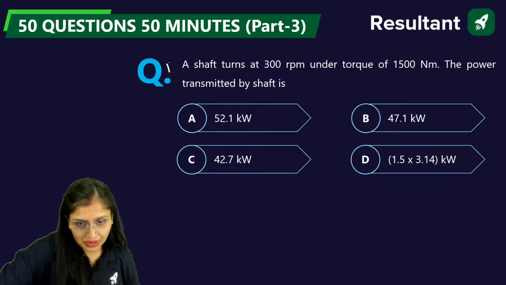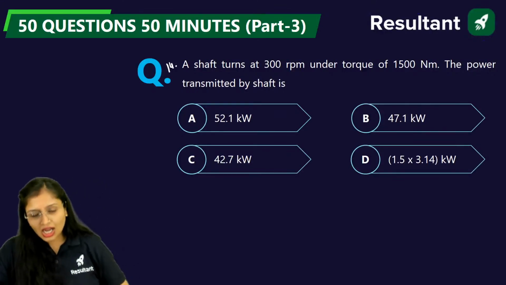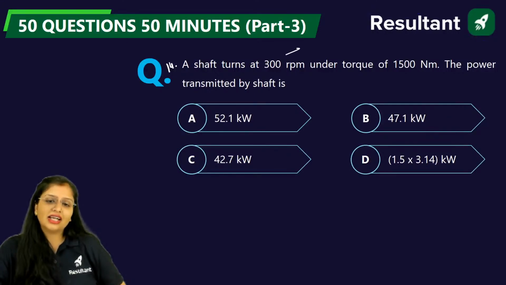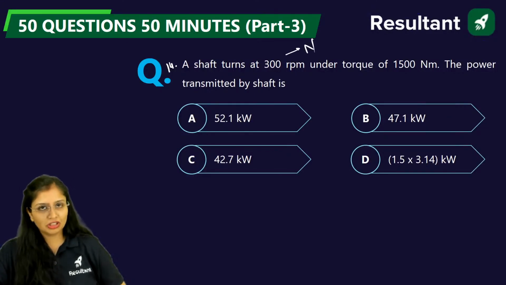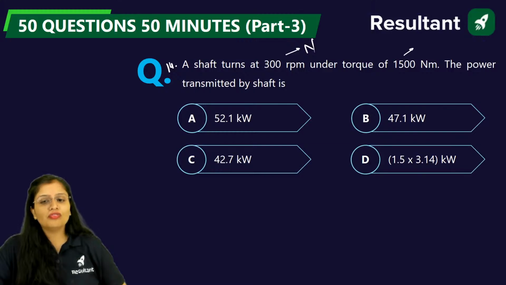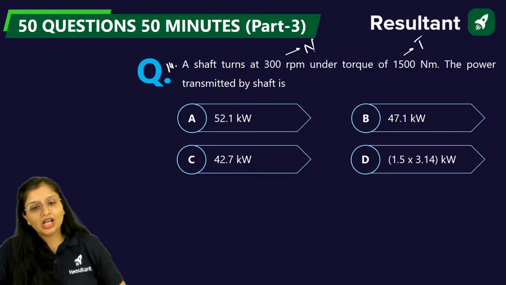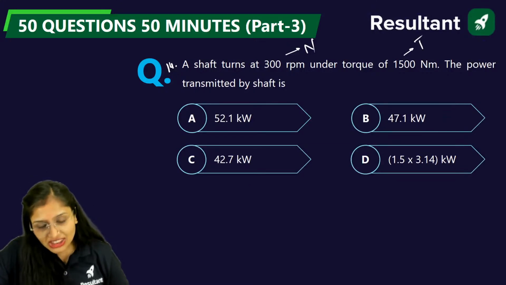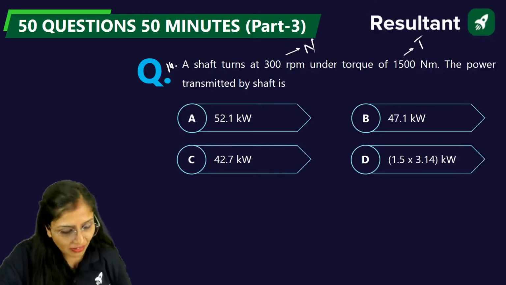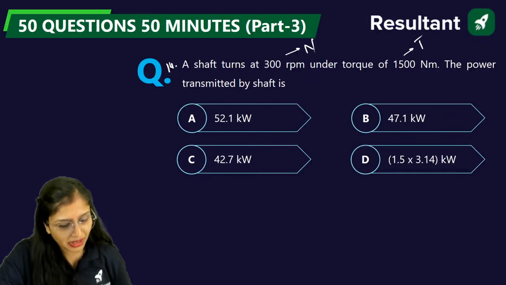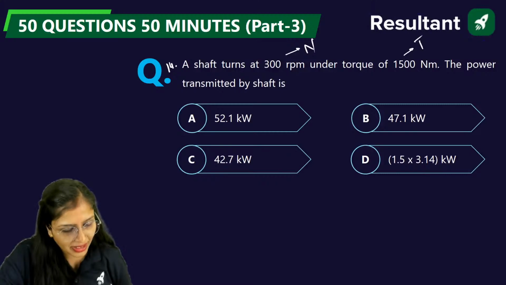Okay. Question number 14. A shaft turns at 300 rpm, so N rotations per minute, under torque of 500 Newton meter. So what is the power which is transmitted by the shaft? Direct formula based question. Come on guys.